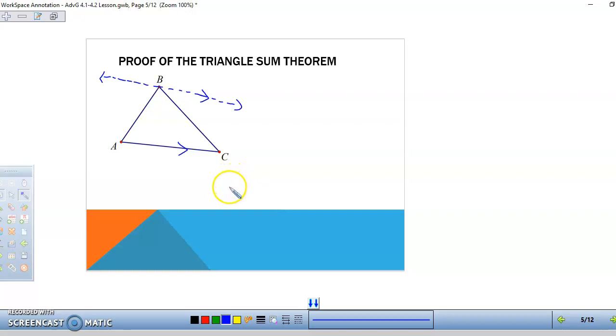As we know from our parallel line theorems and postulates, alternate interior angles are congruent if we are given parallel lines. So once we have these parallel lines, then we can start labeling angles that are congruent to each other. For example, this angle A here, using alternate interior angles, as you can see right here, would be congruent to this angle. Same with angle C. I'm going to mark that differently. That would be congruent to this one up here.